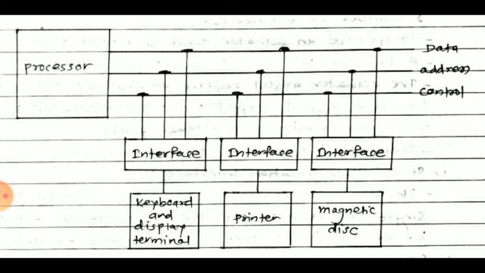So there are two ways of communication. First is the serial communication interface, and second is the parallel communication interface. So this is regarding the concept of interfacing.